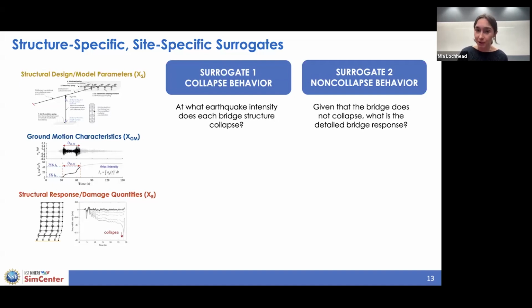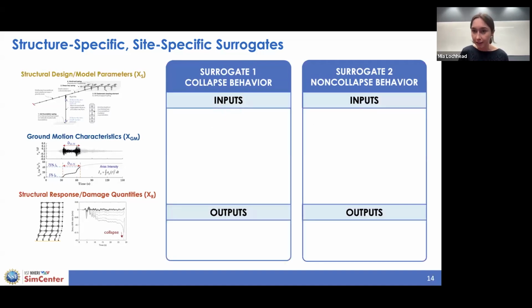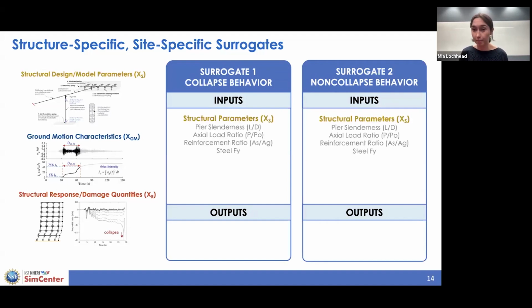So in order to develop these surrogates, we need to decide what are going to be our input parameters and what are going to be our output parameters. And this looks slightly different in these two cases. This really gets back to these three characteristics on the left that we want our surrogate model to pick up. So in our input space, both in the collapse and non-collapse surrogate models, we have structural parameters. This includes things like pier slenderness, axial load ratio, et cetera. And this really gets at the specific structure that we're interrogating.